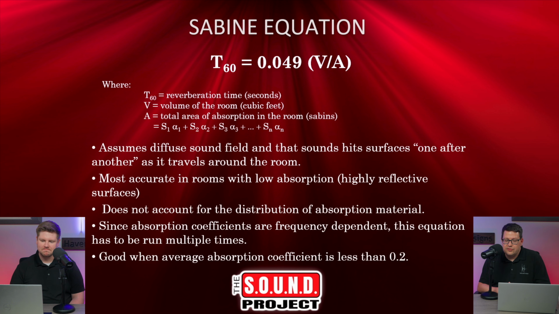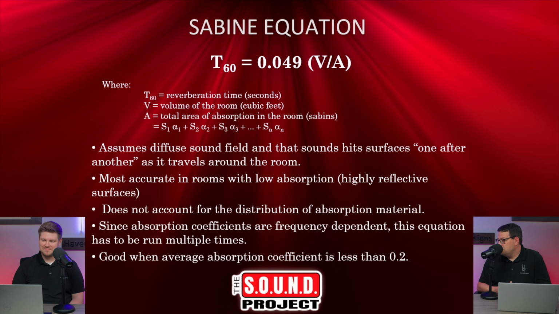Okay, and that 0.049 is just a constant that he came up with in figuring out all of this and doing his method in determining this equation. That's just the constant in the equation. And then we have volume, which is something you can figure out in a room. And then the total area of absorption is actually every surface in the room multiplied by its absorption coefficient. The total surface area multiplied by its absorption coefficient, add all those together, and that becomes the area of absorption. And it's a pretty simple equation, really.